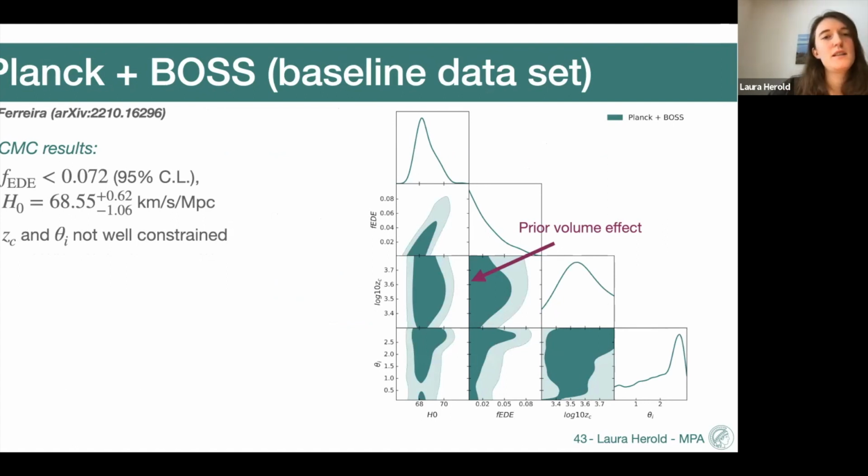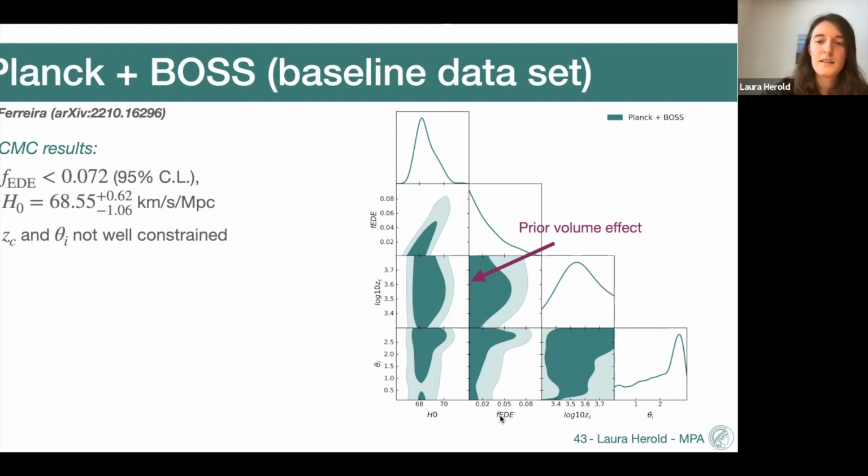The first step that we did was we ran a full MCMC on our baseline data set, which is Planck plus BOSS full shape data. And we recover essentially the results that were found before, which is also important because the results from before didn't include this BOSS window function update yet, but it changes only a little bit for early dark energy. So the conclusion should still be the same.